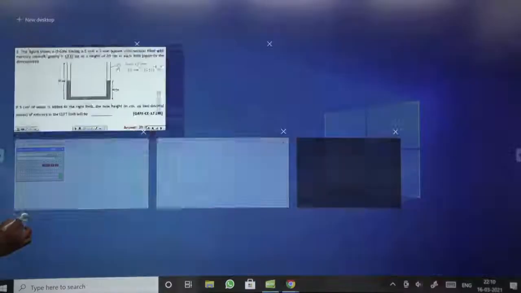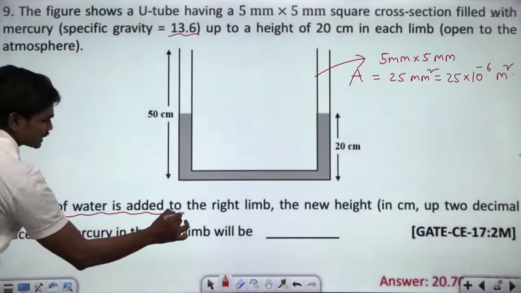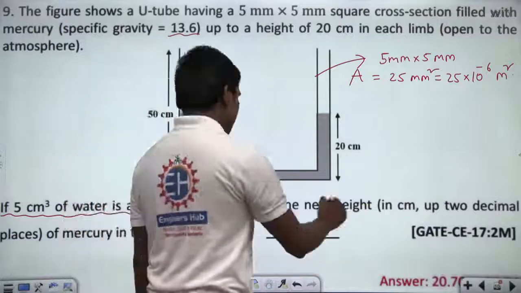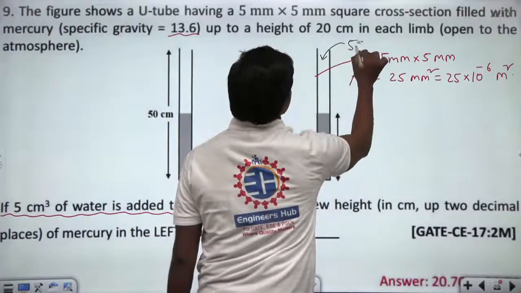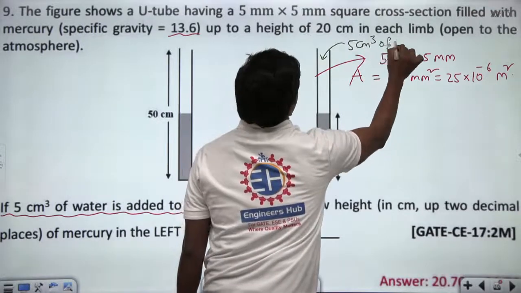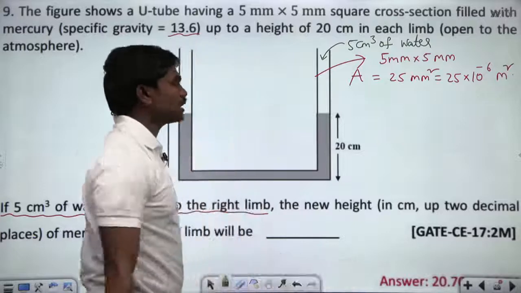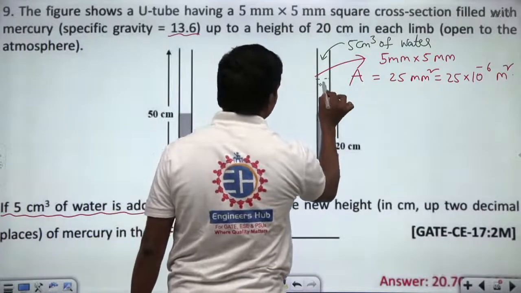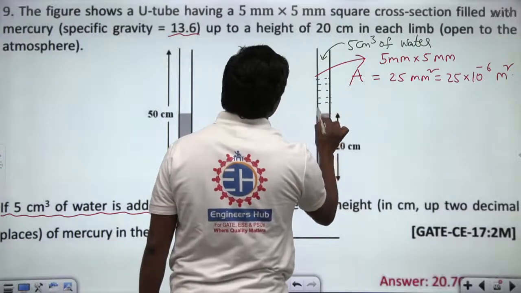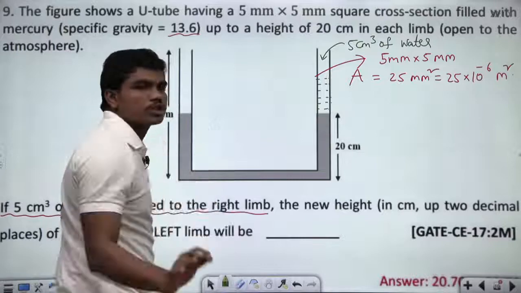Now see what's happening. If 5 centimeter cube of water is added to the right limb, so what are they doing? They are just putting in some 5 centimeter cube of water. So if they are putting 5 centimeter cube of water inside this, what happens? Definitely there will be some column of water in this, but because of this water column, there exists some pressure difference between both the limbs. Yes or no? Do you all agree?